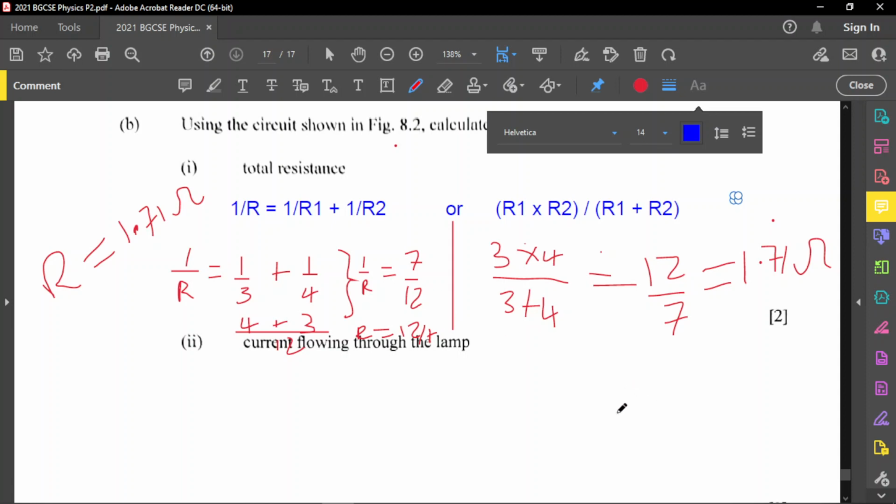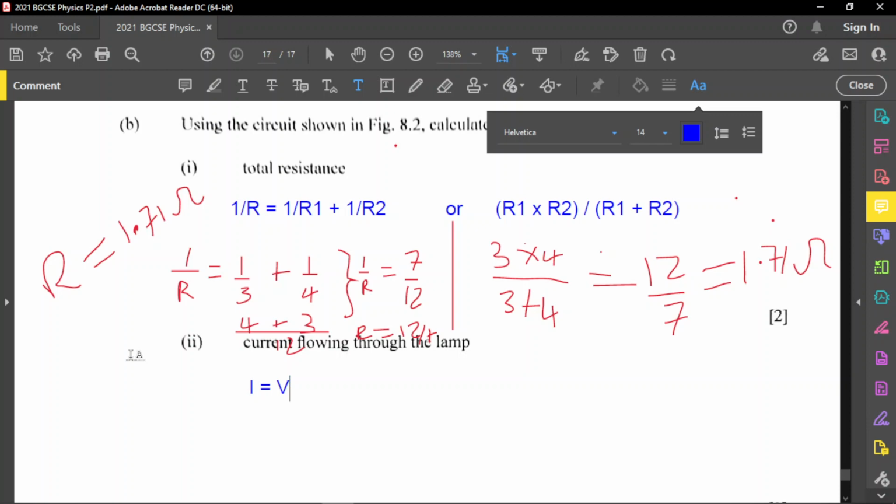All right, so for part 2 now is to calculate the current flowing through the lamp. We already know our total resistance. Let me just go back to the diagram because we need something very important here. Let me give you the formula first. The current is equal to V over R.